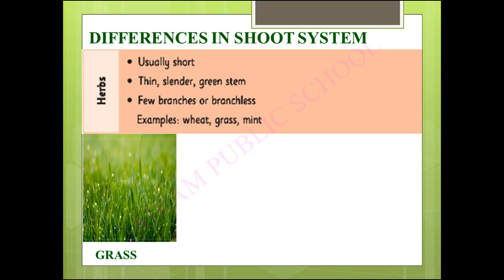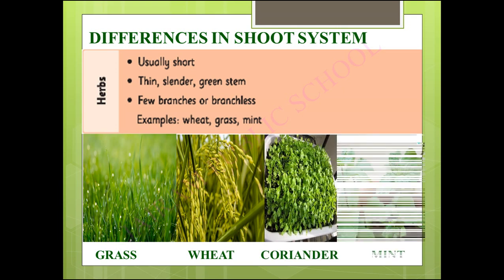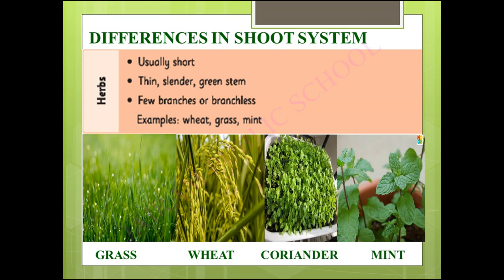A lot of the area of the forest is covered with grass. So most of the area covered with grass is called herbs. Example, grass, wheat, coriander and mint. So these coriander and mint we are using in our home.